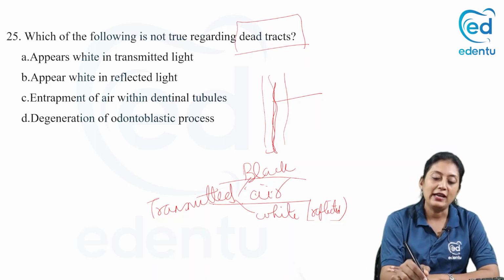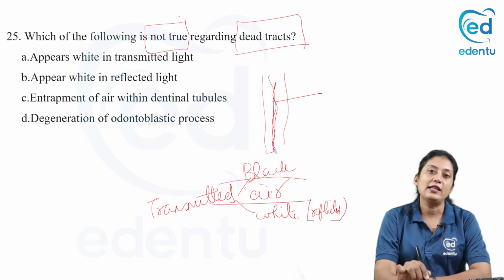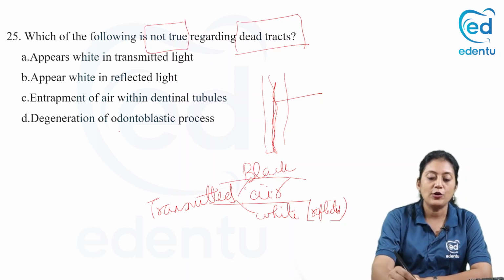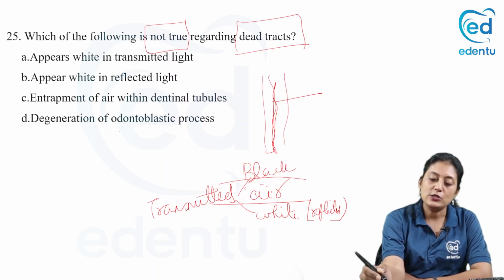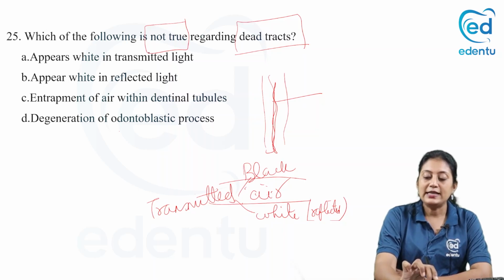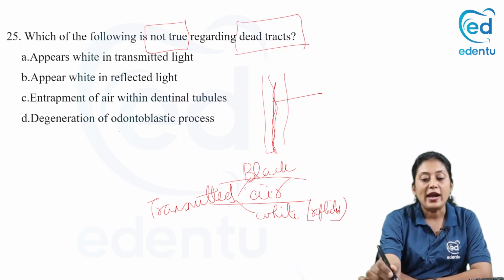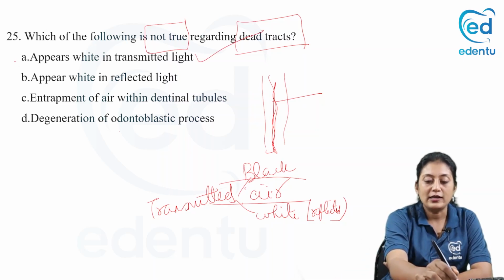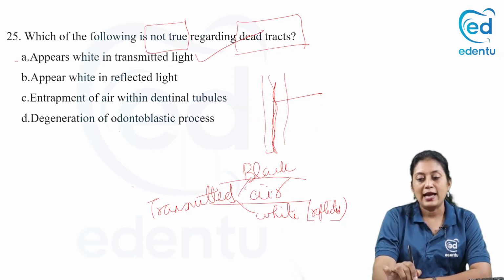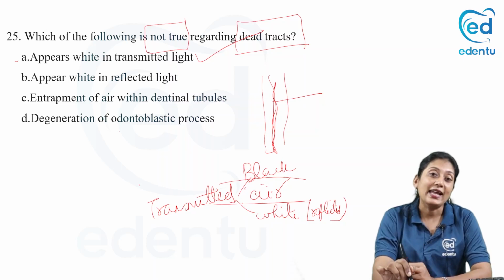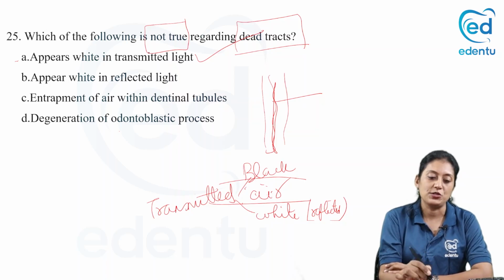With that in mind, if you have to choose the right answer here, which is not true is what they are asking. Degeneration of the odontoblastic process is correct. Entrapment of air within the dentinal tubules is also seen in dead tracts. Appearing white in reflected light is also correct. Appearing white in transmitted light is not correct. So that is the right option here, which means in transmitted light, a dead tract is supposed to be black in color, but here the option is given as white.